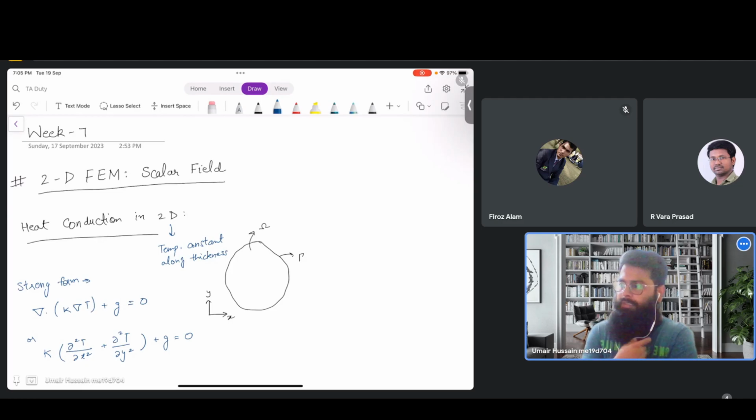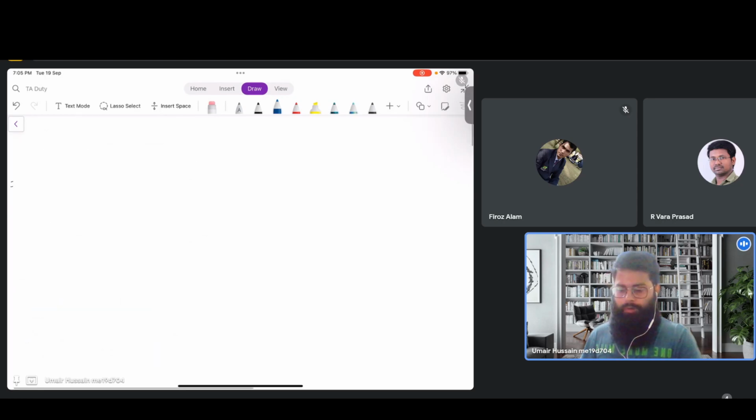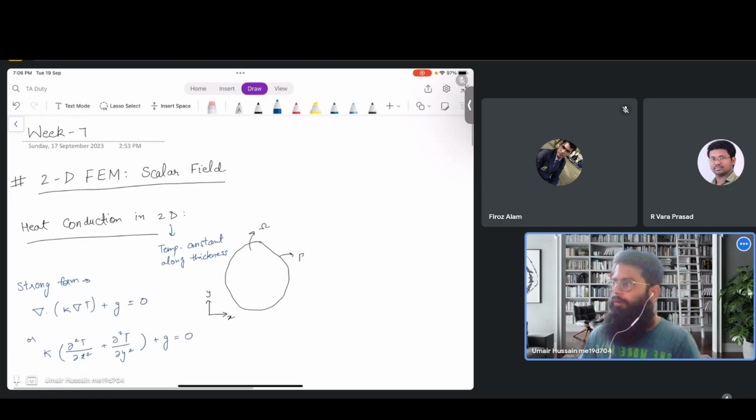Any guesses? You can either type in the chat box or unmute yourself and speak. By the way, I hope my audio and screen are fine. Audio is okay and screen is visible. Okay, thanks.